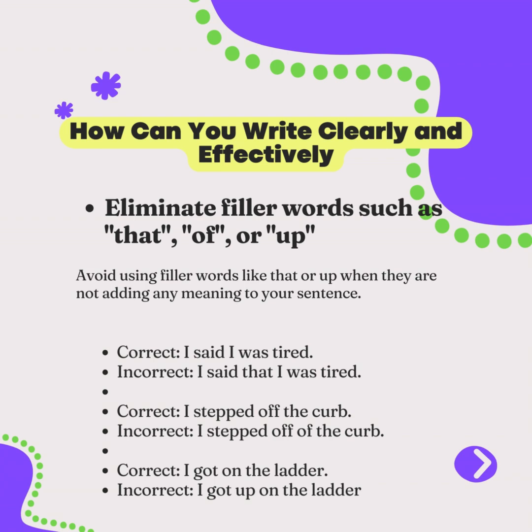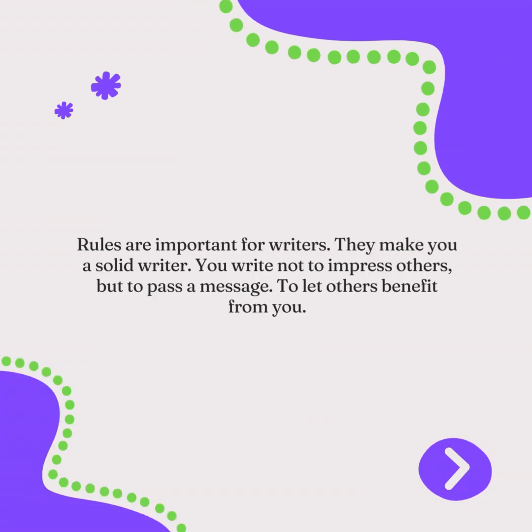I got up on the ladder. Up here does not make any sense. You cannot say I got on the ladder. Now, why do we say that it doesn't make sense? Look at ladder itself. When you want to climb a ladder, of course, you'll be climbing up. So there's no need to add up again in the sentence when people already know that if you want to get on a ladder, you are going to be going up. So eliminating filler words assists you to write clearly and effectively.